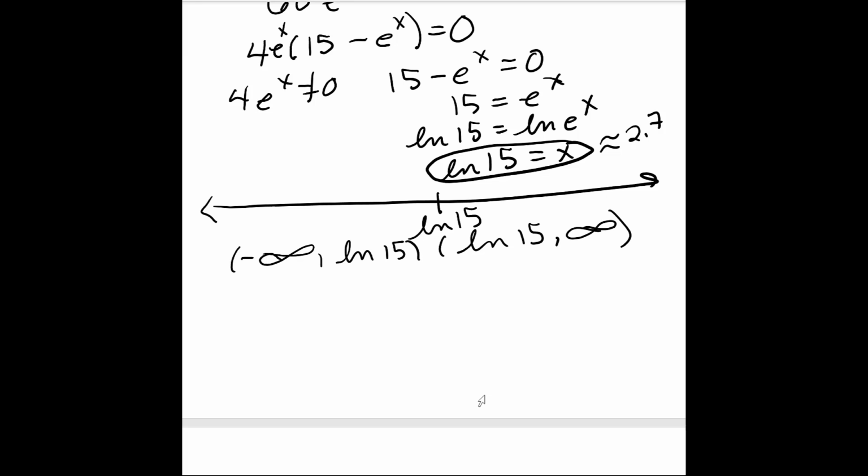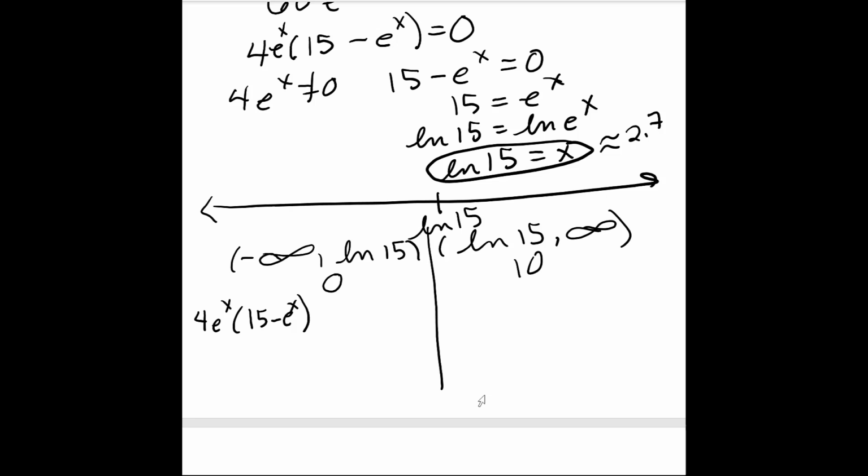Okay, we need to pick a point. Well, we know this is 2.7. Why don't we pick something easy like 0, and maybe pick something big like 10. It just has to fall within the intervals. What are we plugging this into? We're going to plug this into 4e^x times (15 minus e^x).